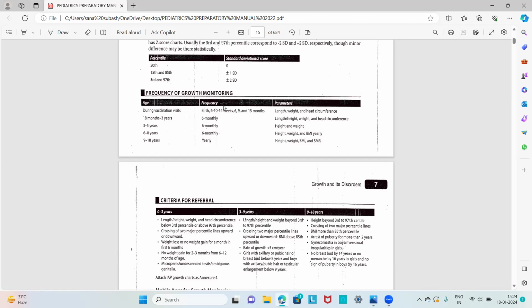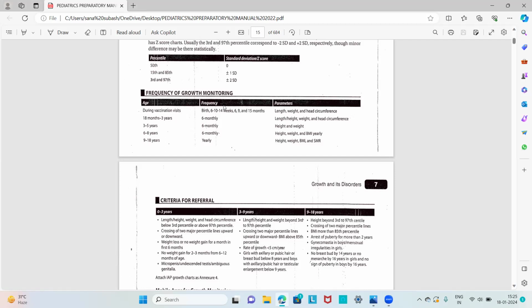And if we plot a graph of height for age, if we get a graph that is less than -2 standard deviation or less than the third centile, it is called stunting or short stature. If it is less than -3 standard deviation, it is called severe stunting.